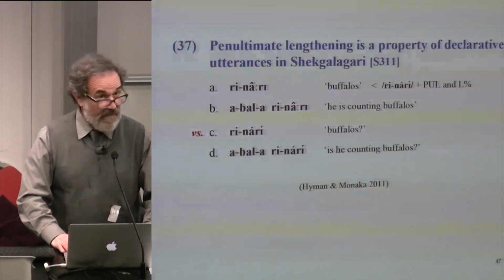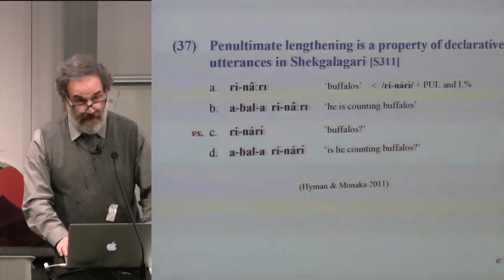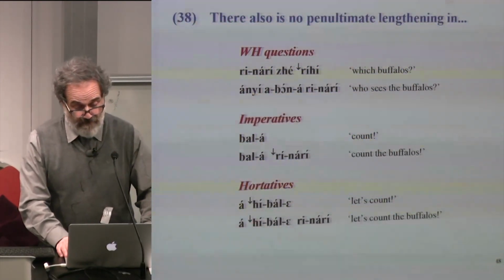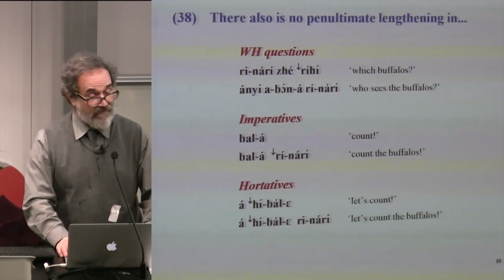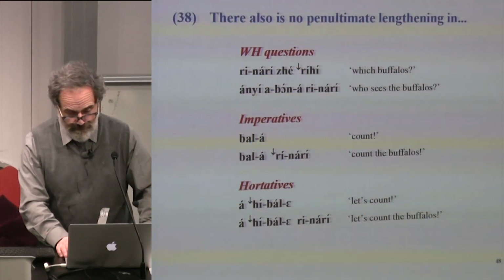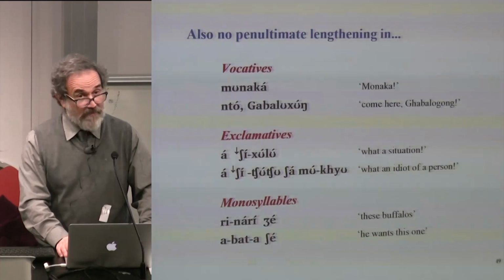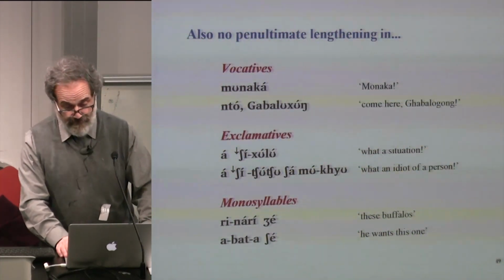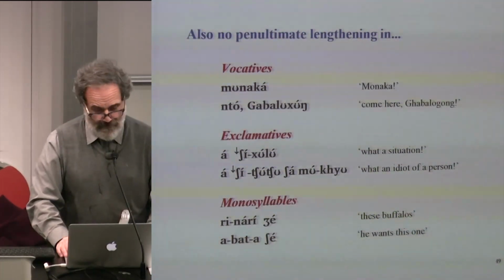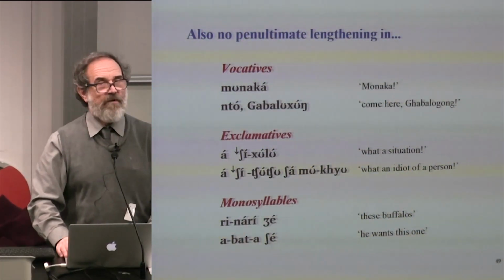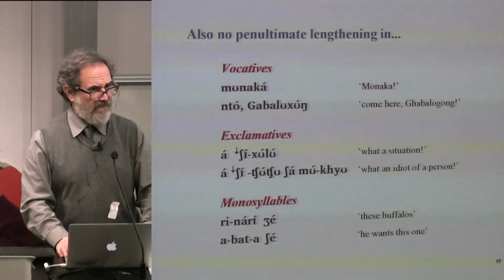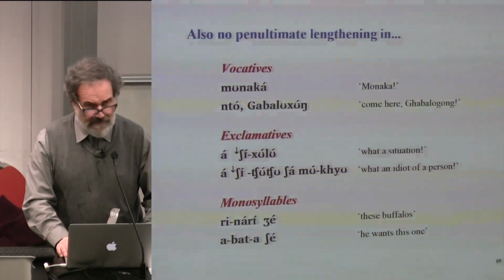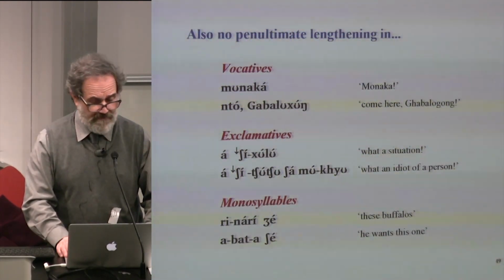So, statements have the lengthening. Yes-no questions don't, WH questions don't, imperatives don't, bala, no length, hortatives don't, let's count, vocatives don't have lengthening, exclamatives, what a situation, what an idiot of a person, they don't have it, and if the last word is monosyllabic, you also don't get it. So all these other utterance types lack the lengthening. It's in the declaratives that you get it.